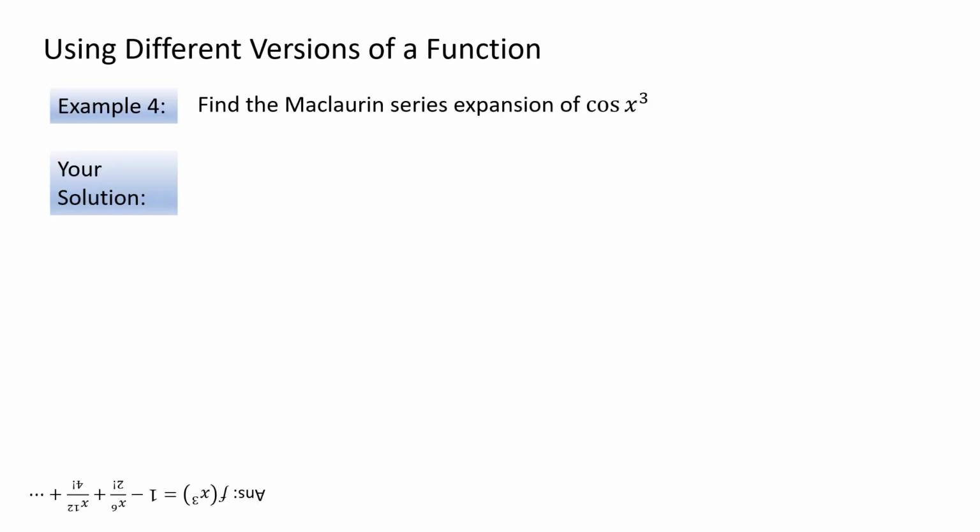So with that knowledge, let's look at an example. Find the Maclaurin series expansion of cosine x cubed. Starting with this, remember that the table I provided in a previous slide had cosine of x. When f of x was cosine of just x, the Maclaurin series expansion was equal to 1 minus x squared over 2 factorial plus x to the 4 over 4 factorial plus, and it kept going.